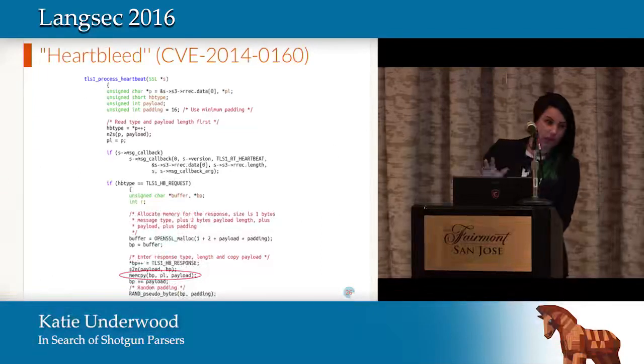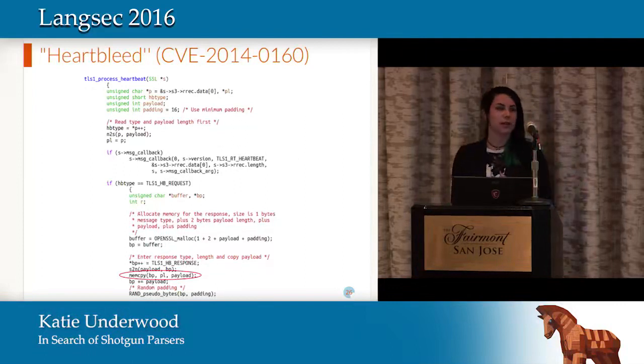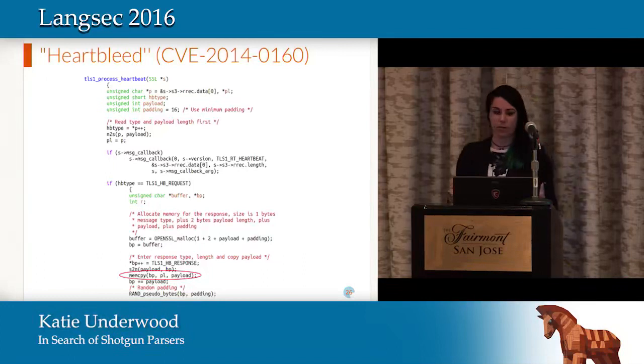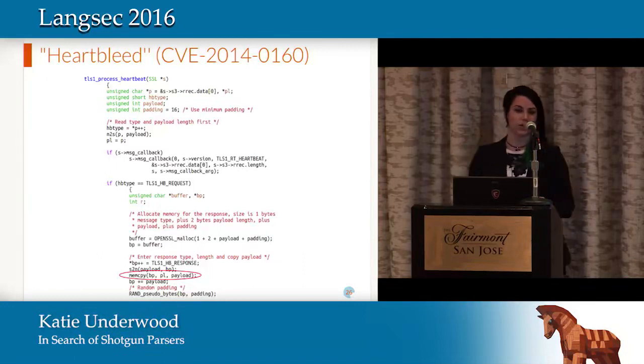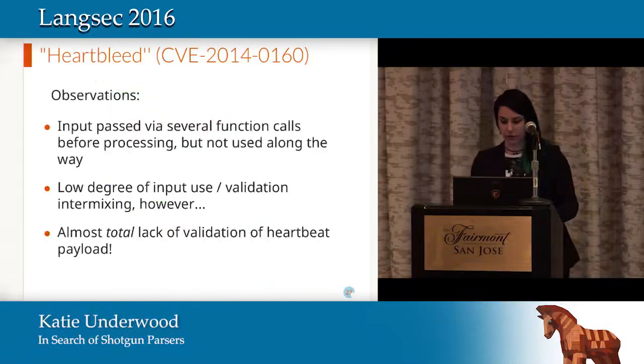And I'd like to quickly touch on Heartbleed, which everyone knows all about and is probably tired of hearing about, but this is an interesting case in that it's fairly obviously not a shotgun parser per se, but part of our definition, namely the use before recognition, still applies. Because of course the problem here is the failure to actually validate that the length of the heartbeat packet matches the specified length. And this is where the trouble arises.